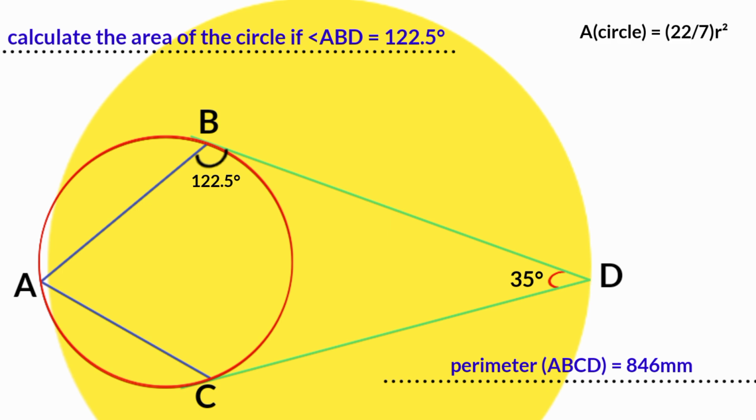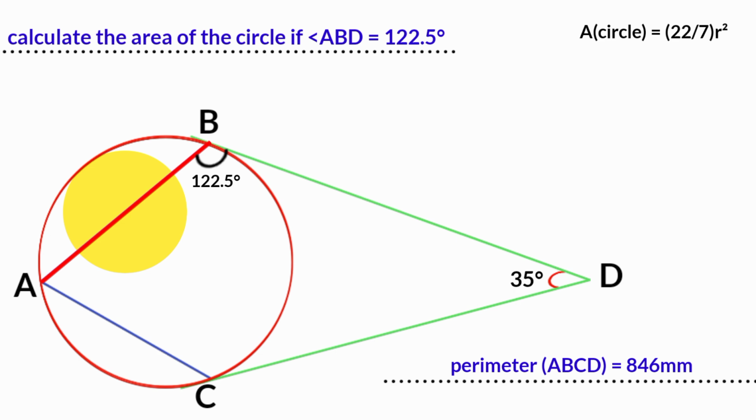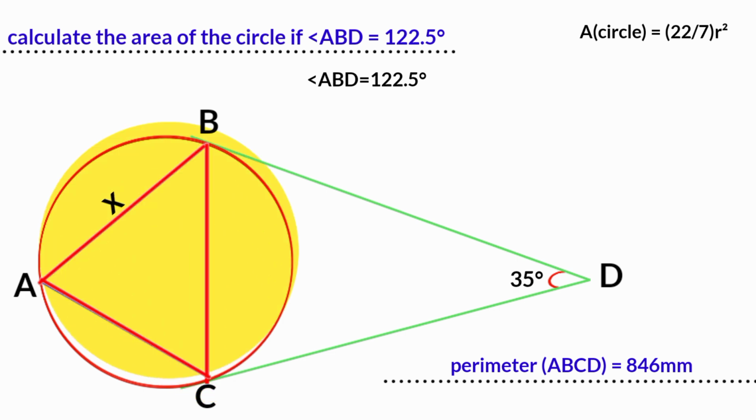So how? The first thing we are going to do now, we assume the length of this line AB to be x. We draw a line here from B to C. Now we have a triangle ABC. The next step is finding the sizes of the angles of triangle ABC. So how can we find them?